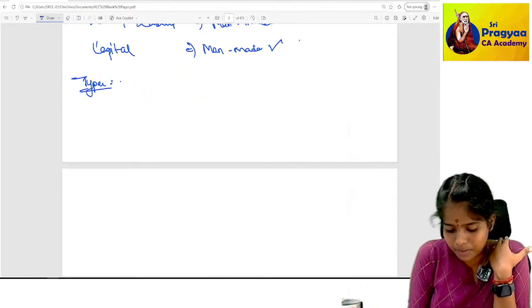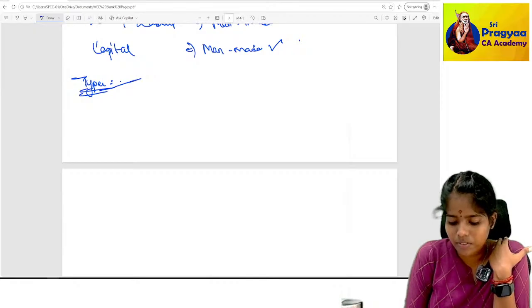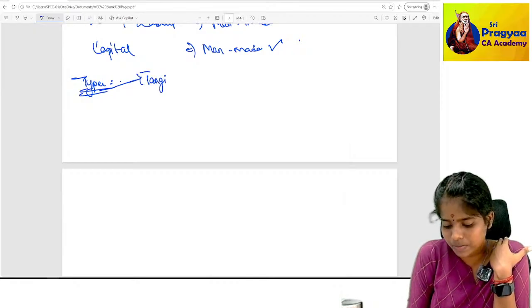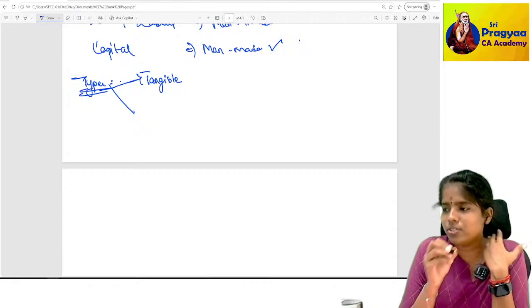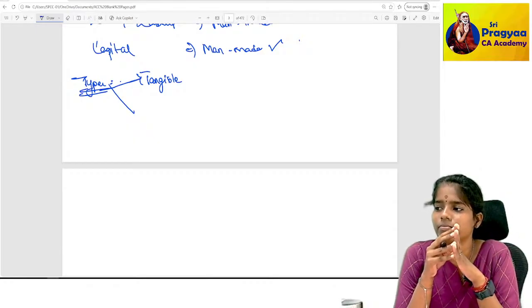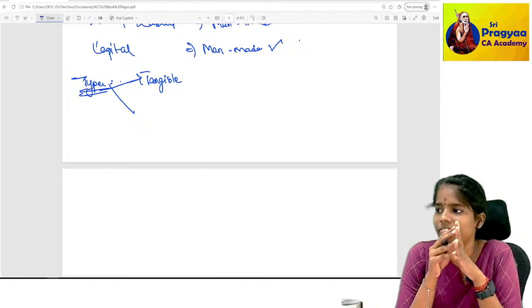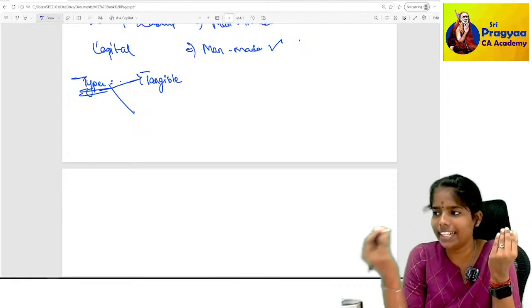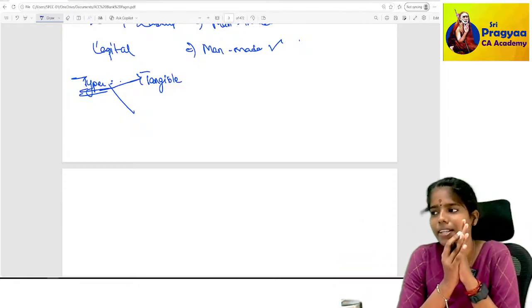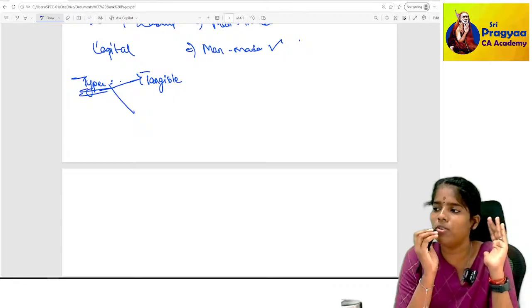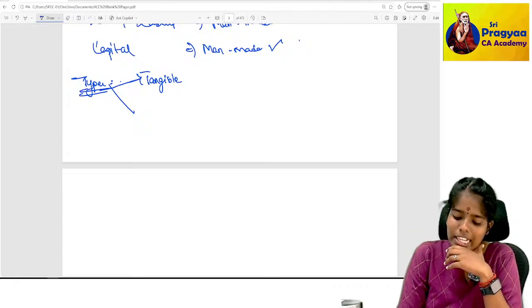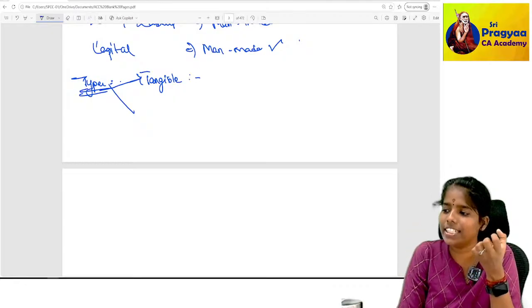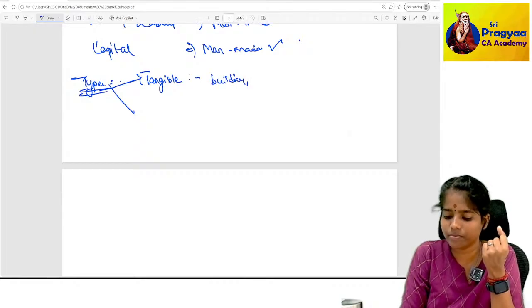Types of capital. Tangible capital. Accounts-ல பாத்தீங்களா? Touched and felt. Assets-ல வந்து tangible asset, intangible asset, fixed asset அதெல்லாம் பார்த்திருப்பீங்க. Similarly, capital also, tangible capital means this is the capital which you can touch and feel. For example, building, machinery, all these are tangible capital.